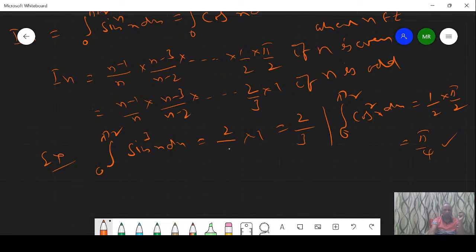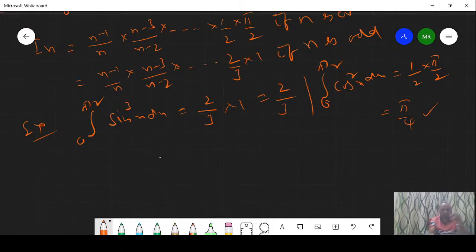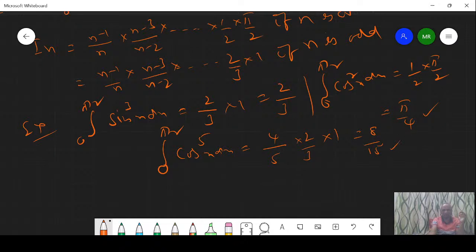You can take any number. For example, take the integral from 0 to pi by 2 of cos power 5 x dx. You will write 5, 4, 3, 2: 4 by 5 into 2 by 3 into 1. It comes to 8 by 15. That will be your answer.